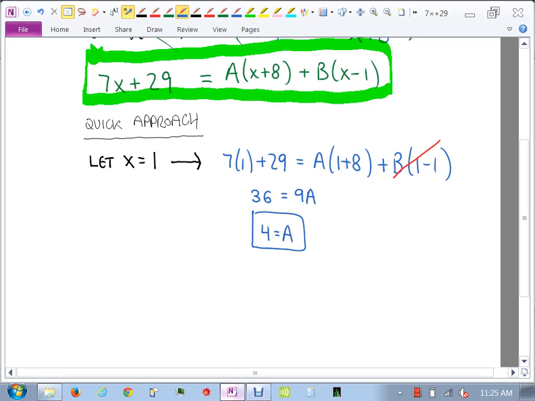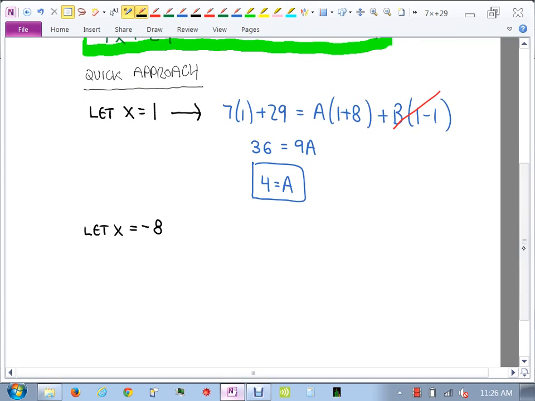So how are we going to get b? Now you go back up to your equation up there. You say, how can I wipe out the a? Well, I can let x be something else now. Negative 8. So you get your little God complex again. Let x be negative 8. Everyone understand why I'm choosing negative 8? So it'll equal 0, right?